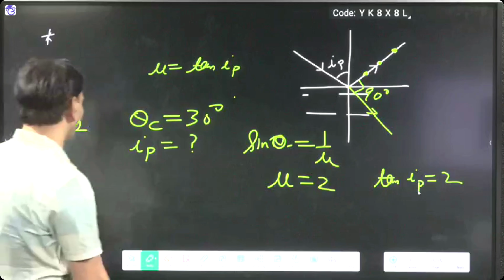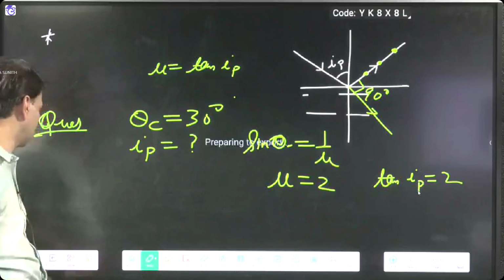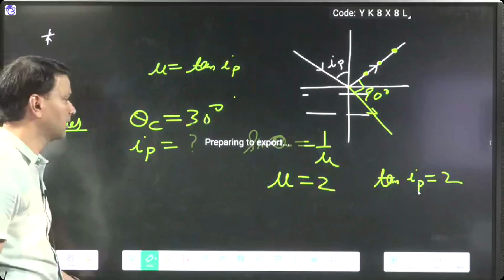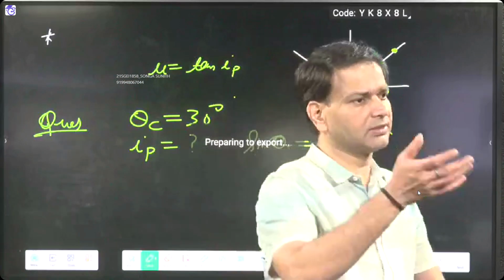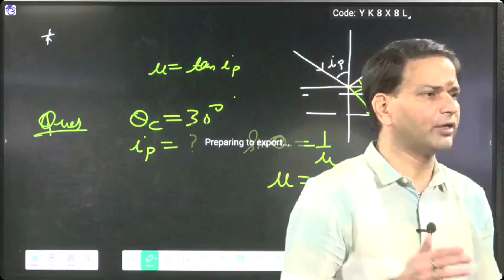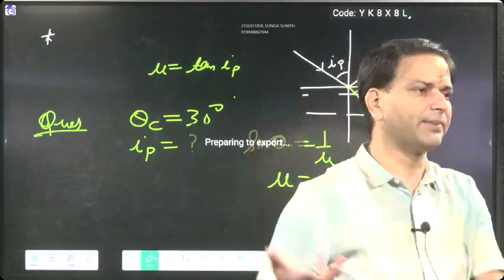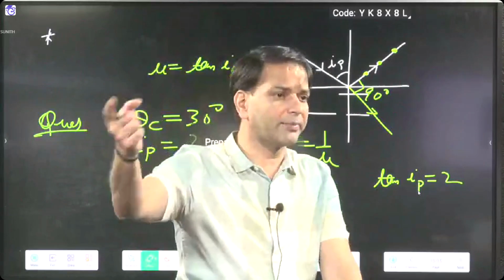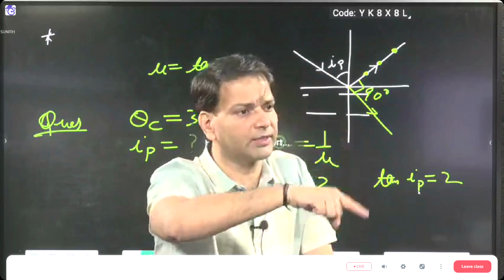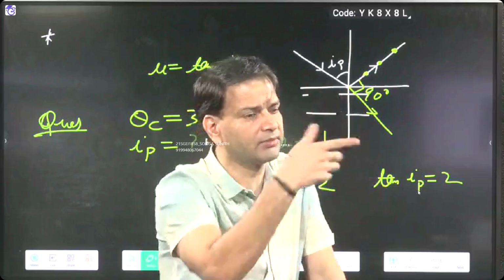Revise all the points of the Huygens principle, what I said. And they can relate it with the critical angle and other concepts, but ultimately you have to find mu from IP. Maybe they give the IP and ask what is the speed of light in that medium. So from the IP you will calculate mu. After getting mu, the speed of light in the medium is C by mu. Okay.